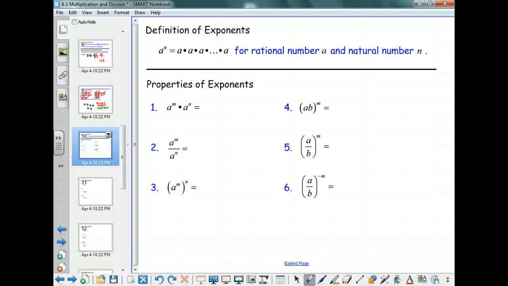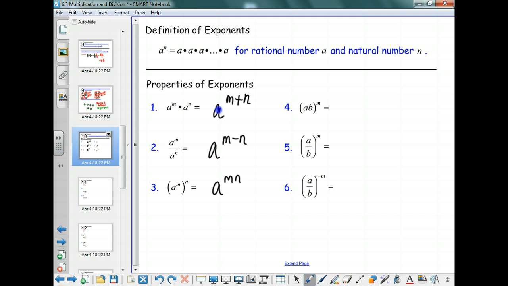What in the world happens when you have a to the n times a to the n? You add the exponents. So what happens when you divide them? Subtract the exponents. What happens when you have an exponent raised to an exponent? You multiply the exponents.